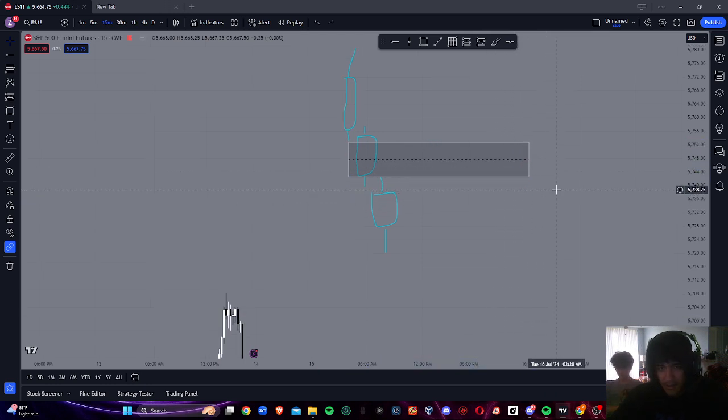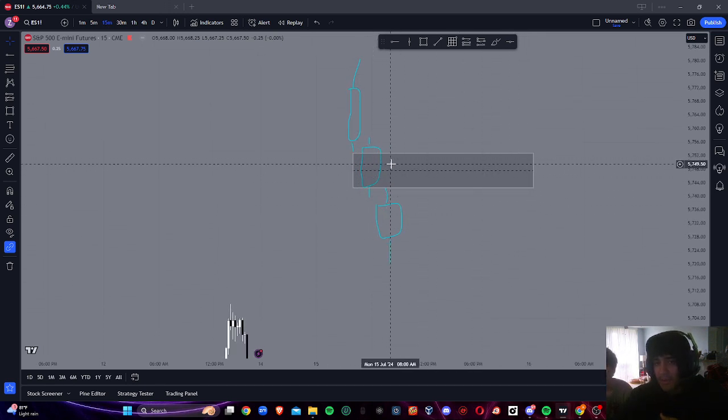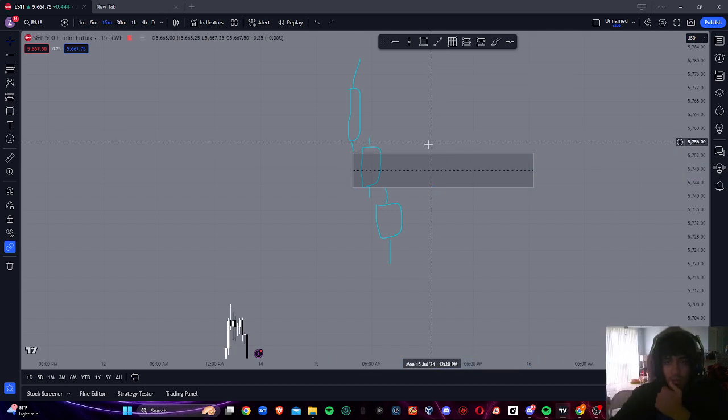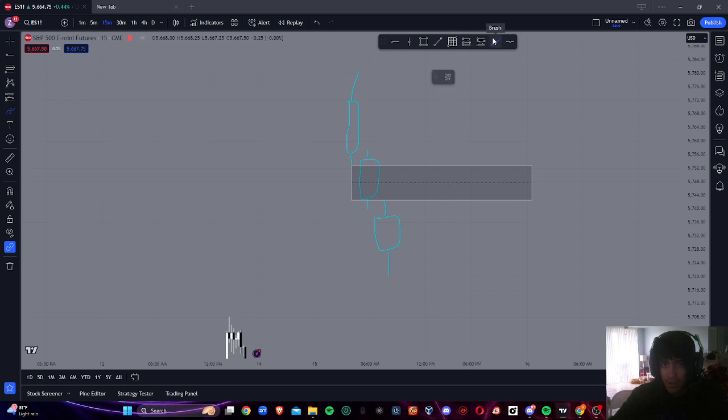Fair value gaps are also called imbalances. What they are is, imagine price moves super, super, super fast, and it leaves a literal gap in the market, just a pool of liquidity, a pool of orders. And sometimes what's in these gaps is just a ton of orders waiting to be filled. So sometimes, let's say this is bearish, the market starts doing its thing, consolidating, whatever, and it goes back up into this gap.